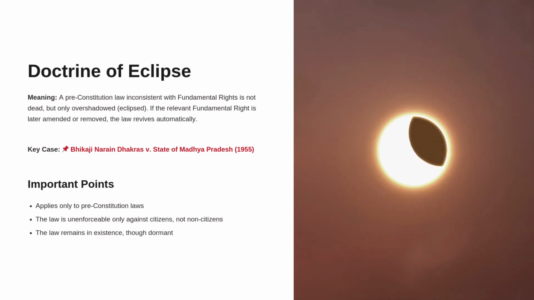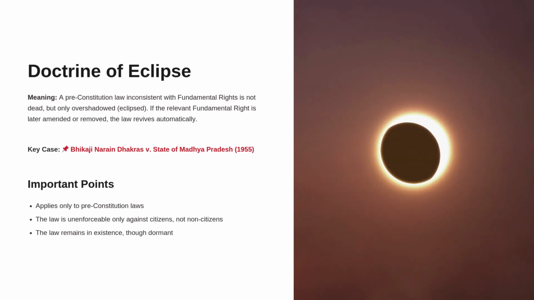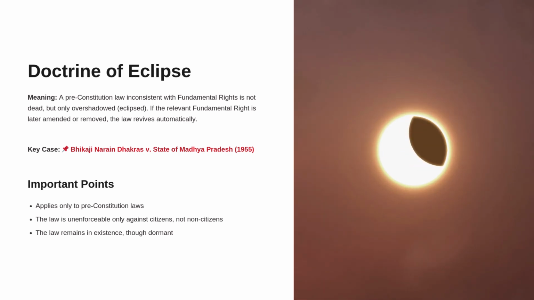So now, as per the doctrine of eclipse, any law that was enacted during the pre-constitutional era and is inconsistent with the fundamental rights after the constitution has been enacted, that law is not dead. It remains dormant. It is now only overshadowed or eclipsed by the constitution. The key case under this doctrine is Bhikaji versus State of Madhya Pradesh.